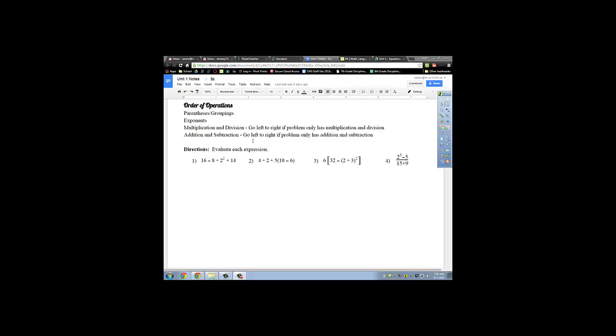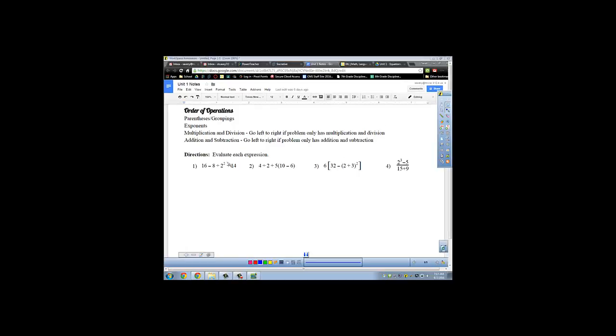And order of operations, you will use this anytime you just have a normal problem with a bunch of numbers that you need to simplify or solve. It won't be exactly the same with equations, but it is with expressions like what we're going to see today. So this first example says evaluate, so we're going to solve it.